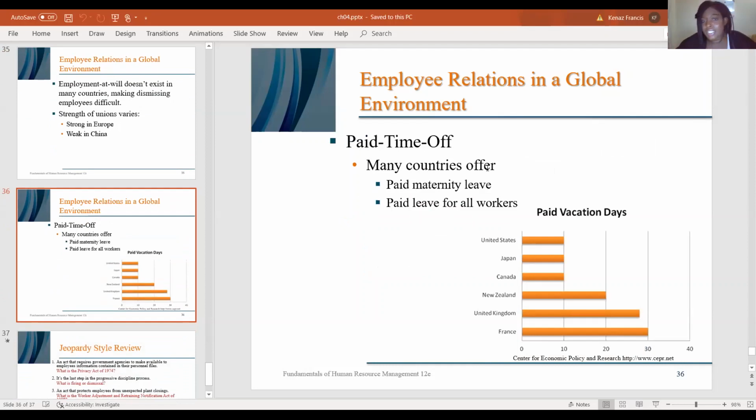All right, paid time off. Many countries offer paid time off, as in Antigua. A lot of the countries in the US do not necessarily pay for time off unless it's required by law. If it's not required by law, then... you have maternity leave that is paid for in Antigua, and then you have paid leave for all workers, which speaks to vacation days, which is also paid for.